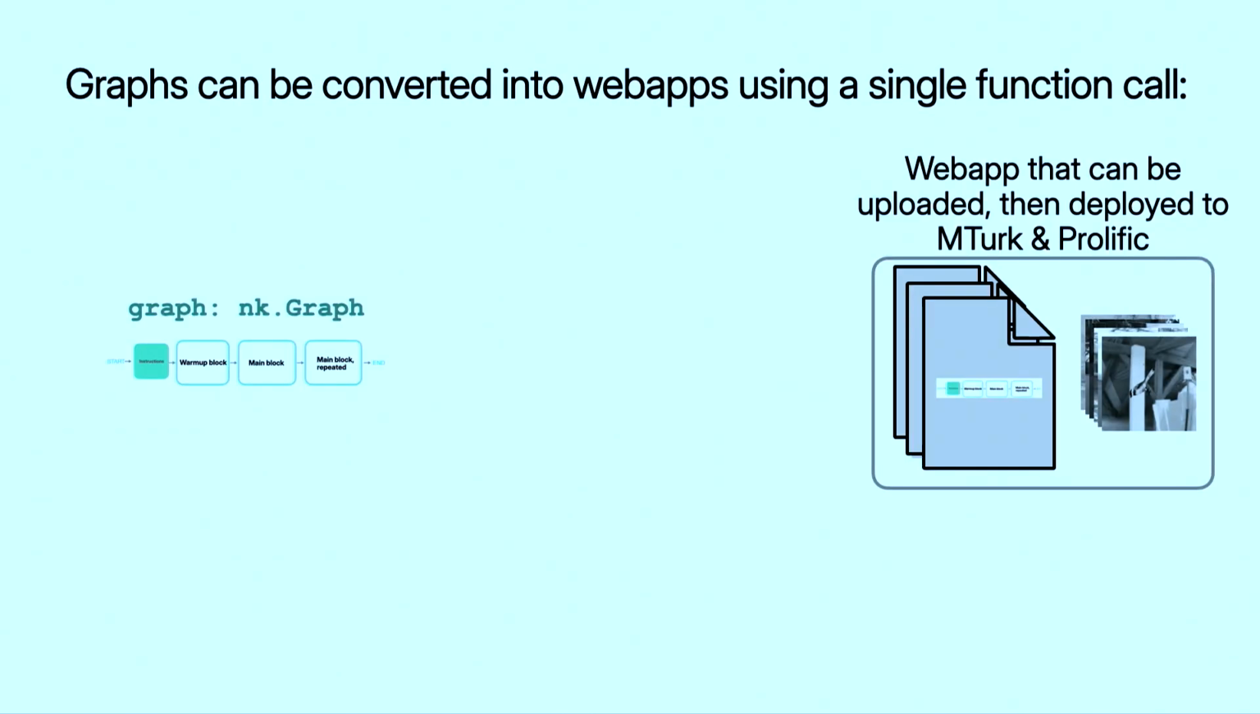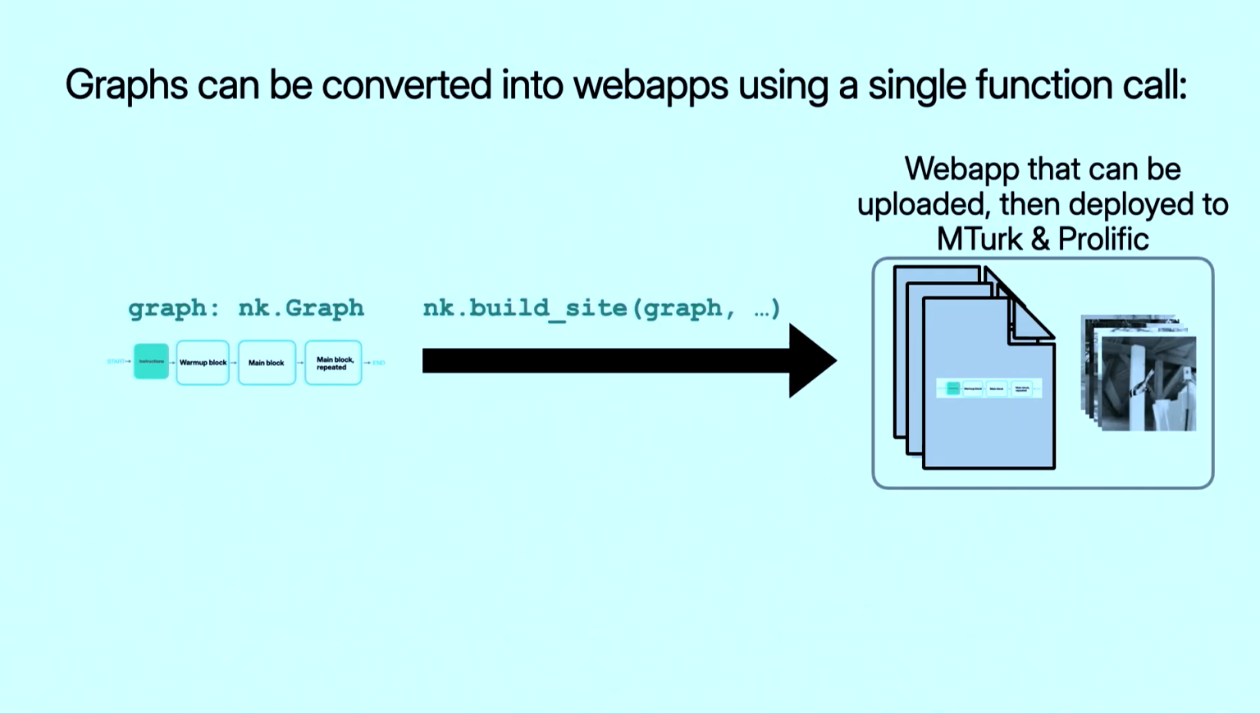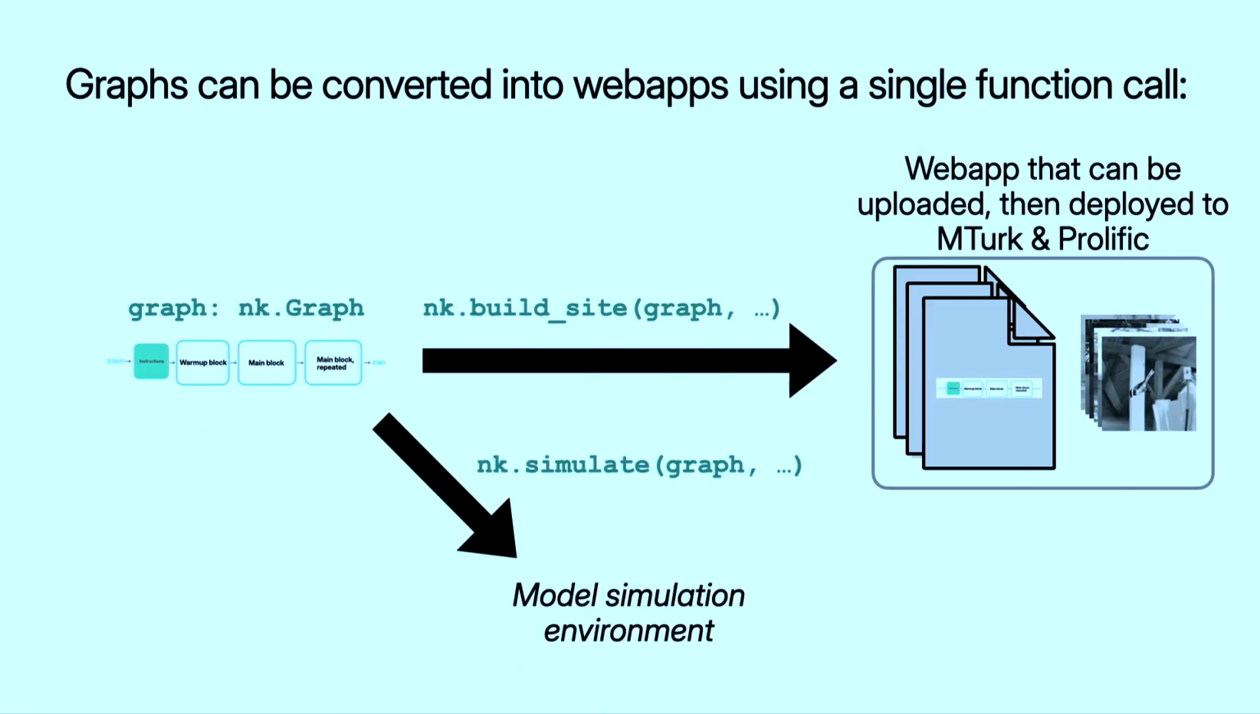So that's the first piece. NodeKit defines this data type called graph, nk.graph. And NodeKit has a function which you can call to convert this graph representation into a web app. So this is a one-liner, basically. NodeKit also has another important function, which I won't talk about today, which converts a graph into a model simulation environment.